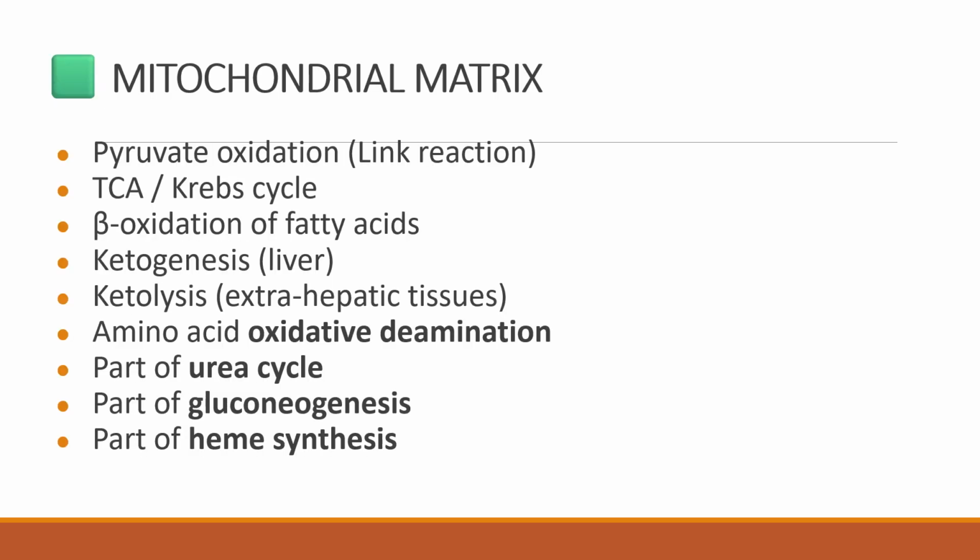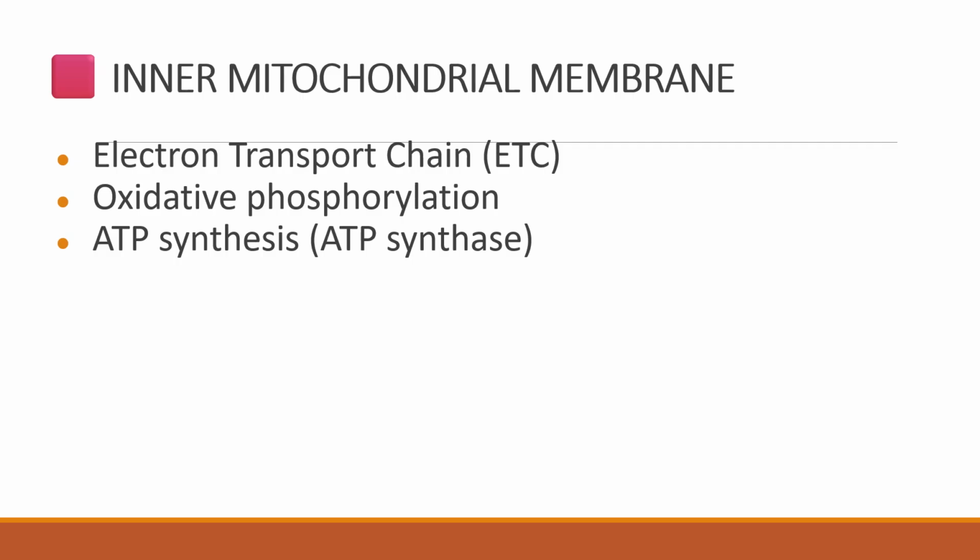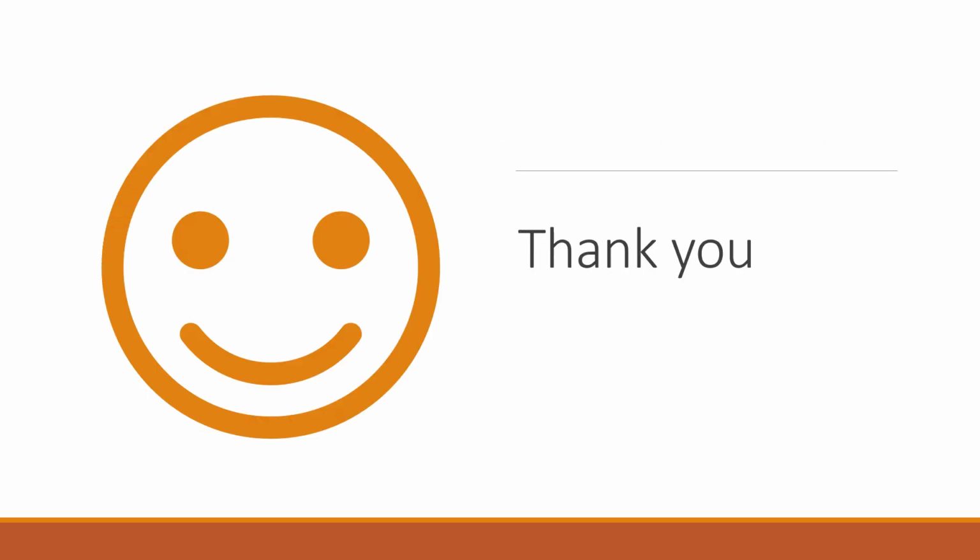And in the mitochondrial matrix, pyruvate oxidation, TCA cycle or Krebs cycle we may call it, beta oxidation of fatty acids, ketogenesis, ketolysis, amino acid oxidative deamination, and a part of urea cycle, gluconeogenesis and heme synthesis will happen in the mitochondrial matrix. And especially in the inner mitochondrial membrane, as we discussed earlier, ETC will happen, oxidative phosphorylation will happen, and ATP synthesis will also happen.